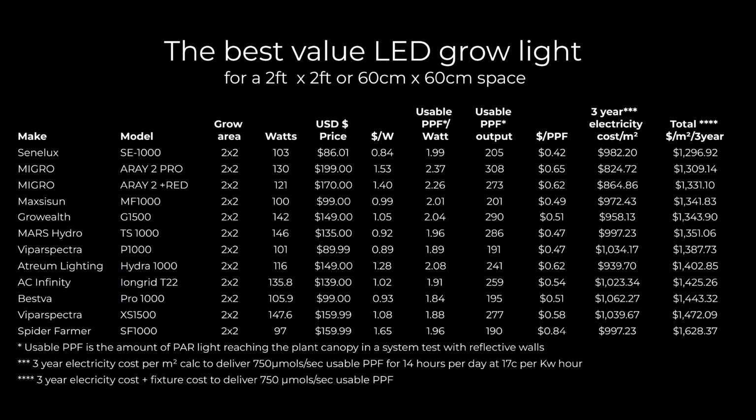So calculate the amount of grow light and the amount of electricity required to deliver 750 micromoles over a 3 year period. It's based on electricity costs on an average running of 14 hours per day and 17 cent per kilowatt hour, which is now looking a little bit low, but it will demonstrate that the higher the energy costs, the more sensible it is to go for a higher efficiency grow light. And without further ado, let's get into it.